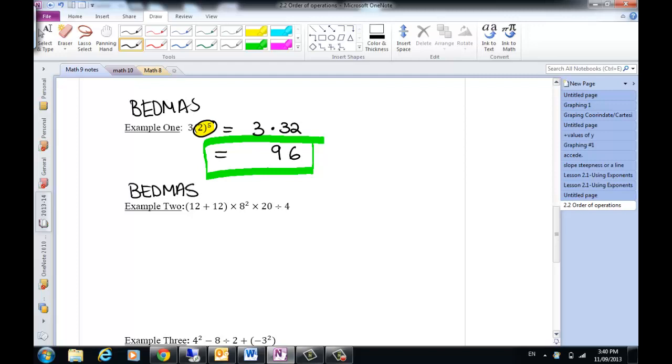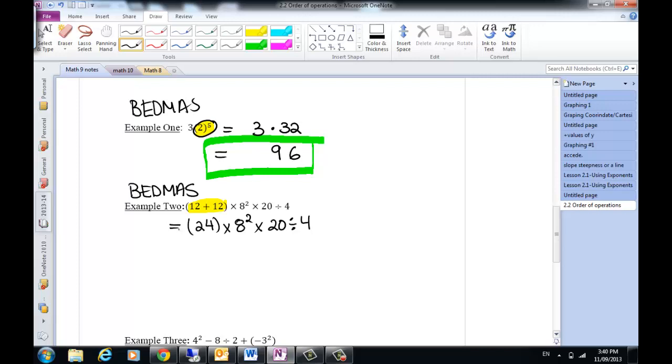Alright, so looking at example 2, the first thing I notice is we do have brackets. So I've got to go inside my brackets. There's only one operation that happens, and therefore I can do this and it becomes 24 multiplied by 8 squared multiplied by 20 divided by 4. Okay, so I'm just doing it as we go.